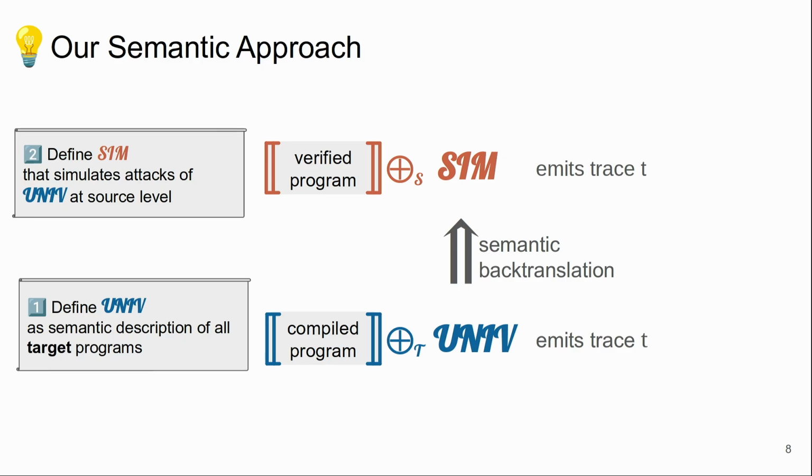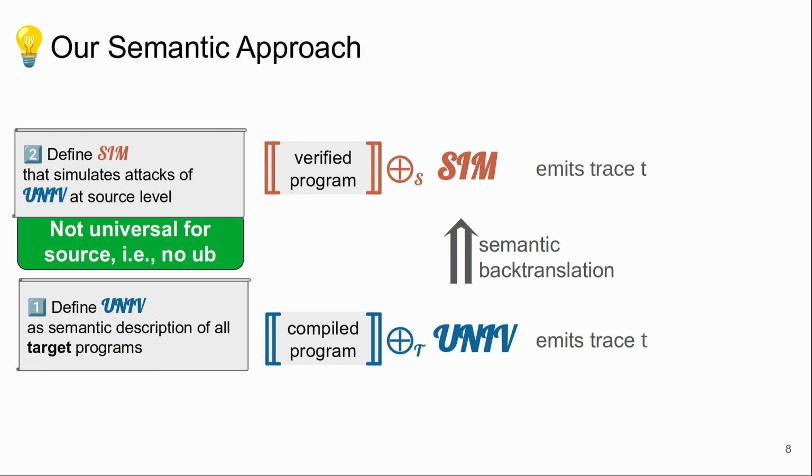In some sense, the simulator is defined similarly to a universal contract for the source language, but it does not need to be universal for the source language. So even if the source language is not secure and could even have undefined behavior, the simulator can be more precise in describing what a target adversary can do.